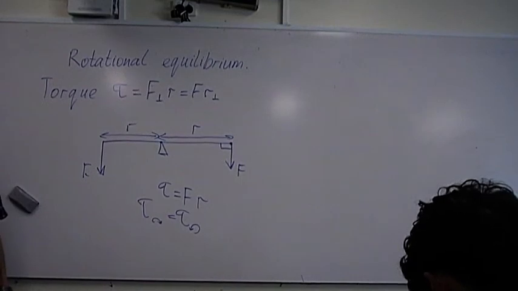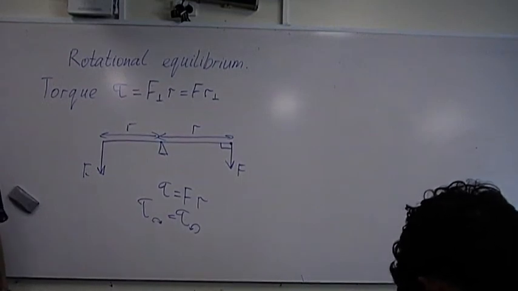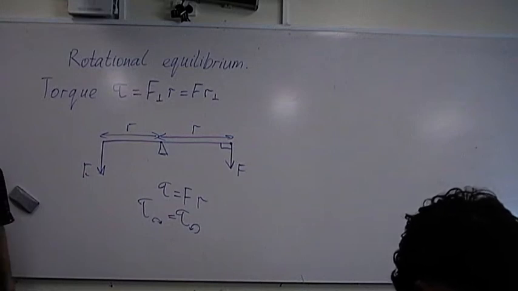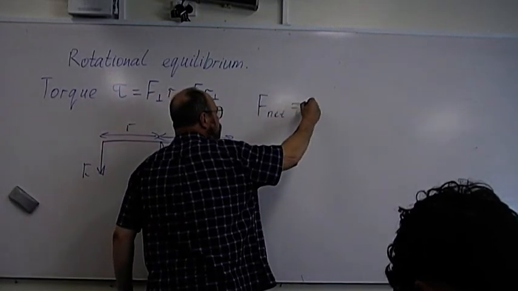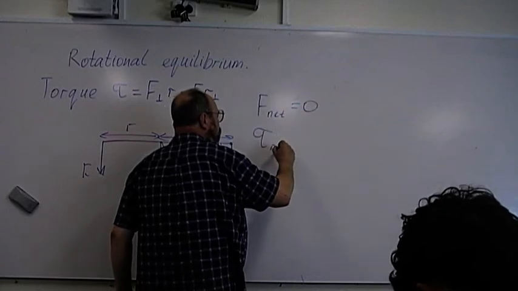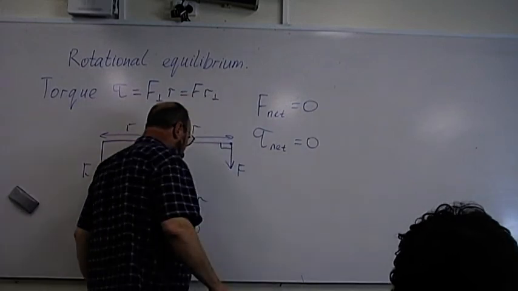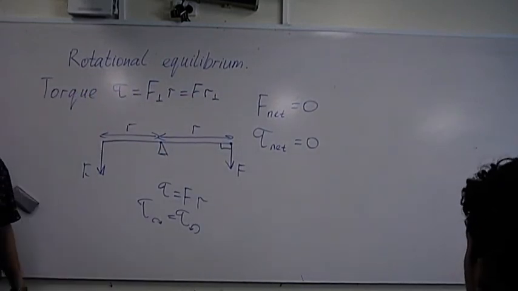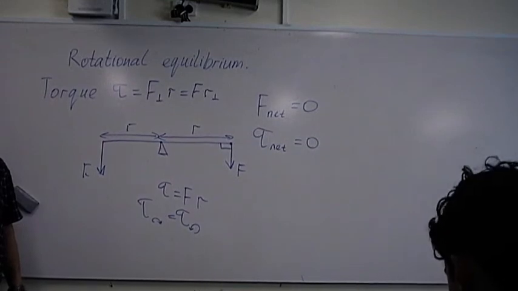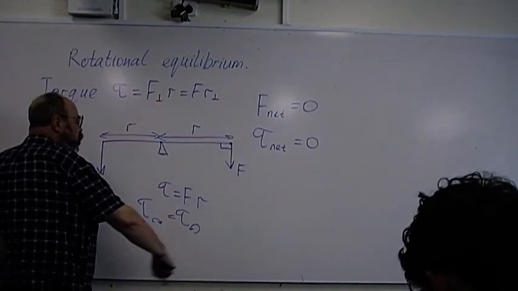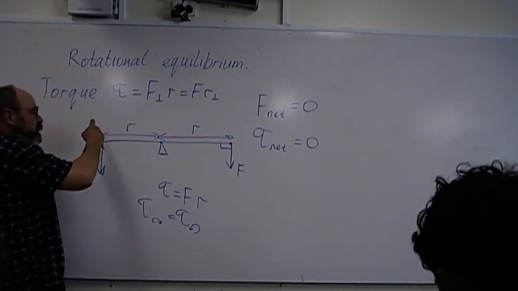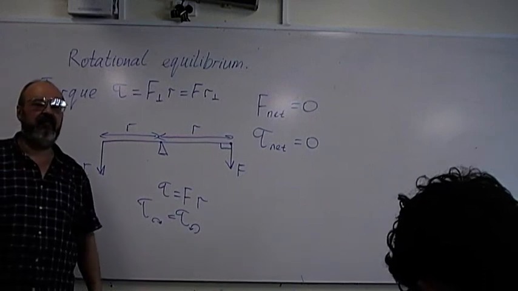So there are two conditions for an object not moving completely, not changing its position in space and not rotating. We need the net force to be 0, and the net torque, which is a sum of all torques rotating clockwise and anti-clockwise, to be zero. That is rotational equilibrium. The object is not moving and not rotating, so torques rotating clockwise must be equal to torques rotating anti-clockwise. Does that make sense? Yeah.